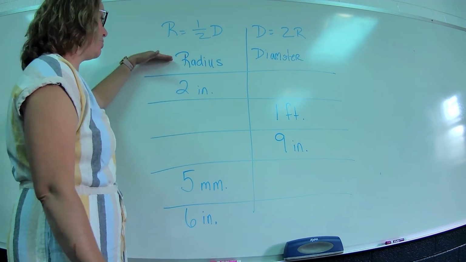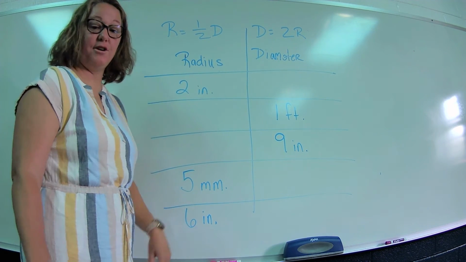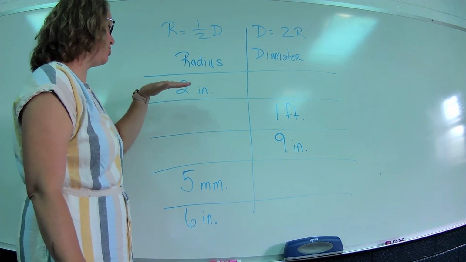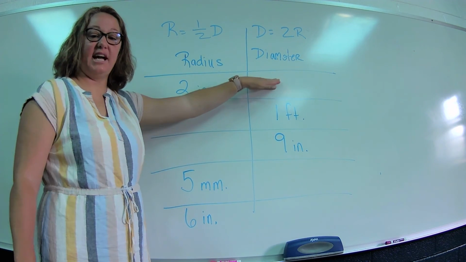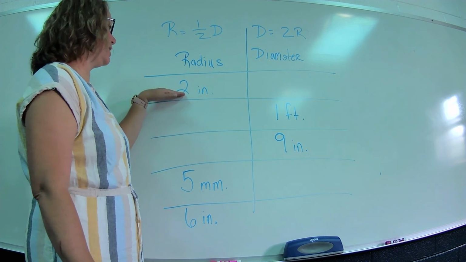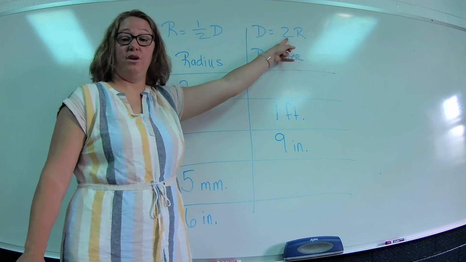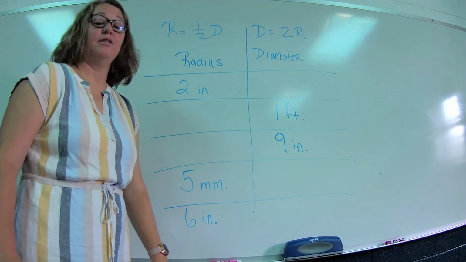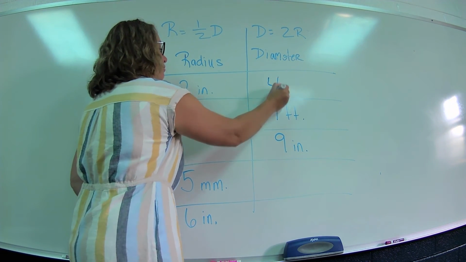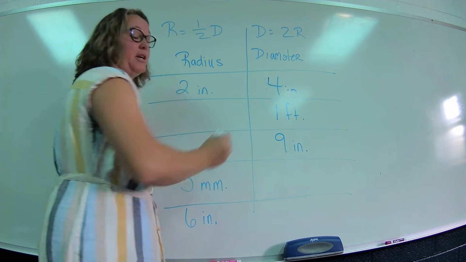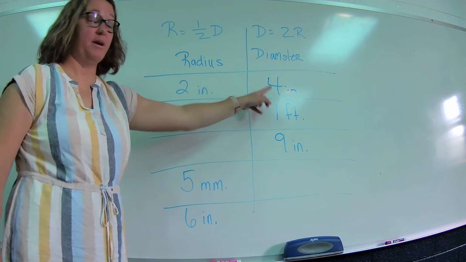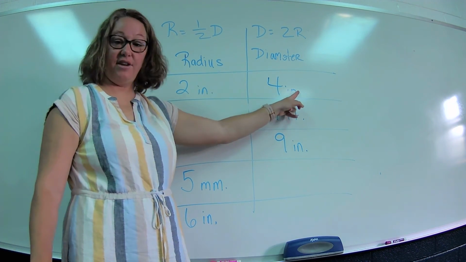All right, so I give you a radius and diameter chart here. If I gave you a 2-inch radius, what would the diameter be? Well, if we take the 2 inches for the radius and put it here, we'd have diameter equals 2 times 2. So we'd have 4 inches. Make sure you use the unit of measurement. All right, so we have inches, we have inches.